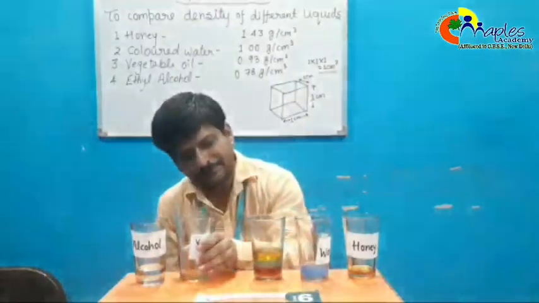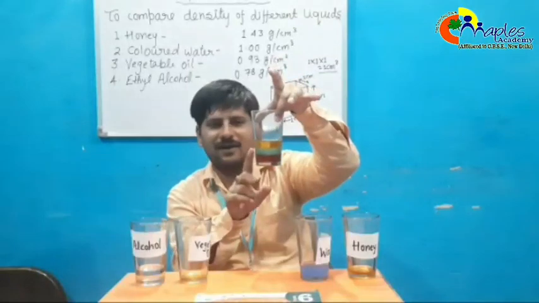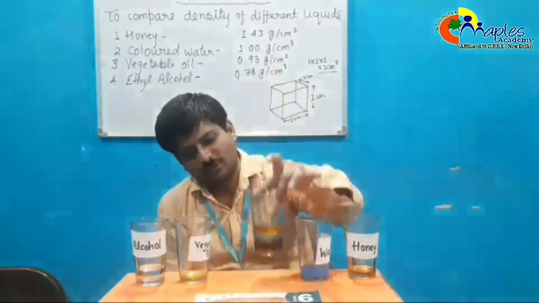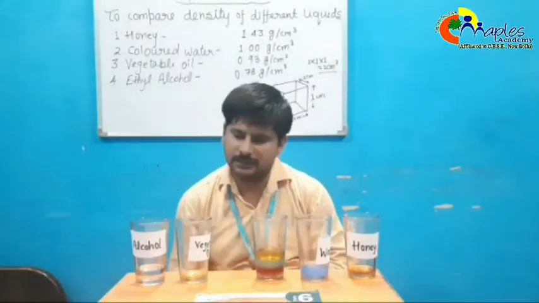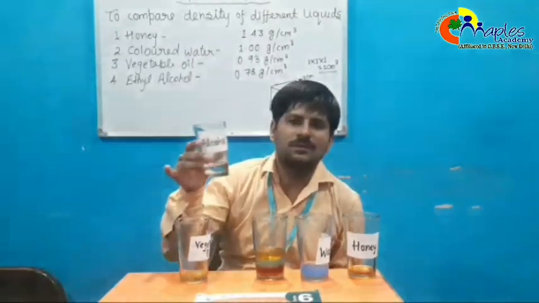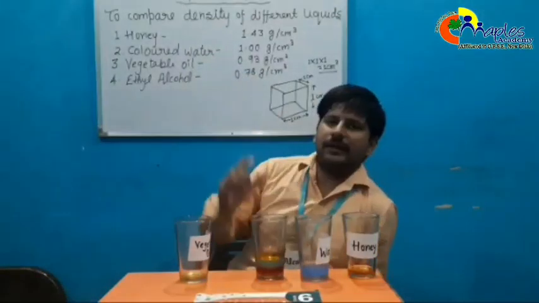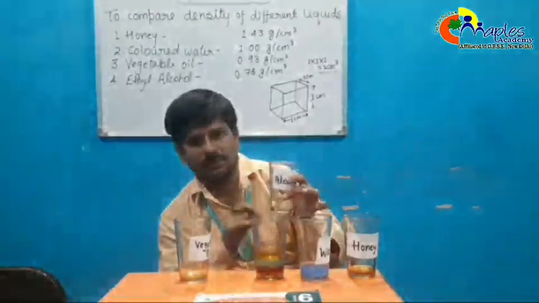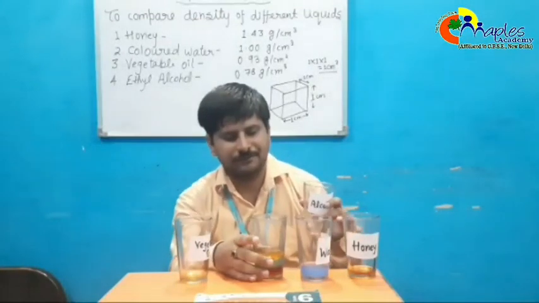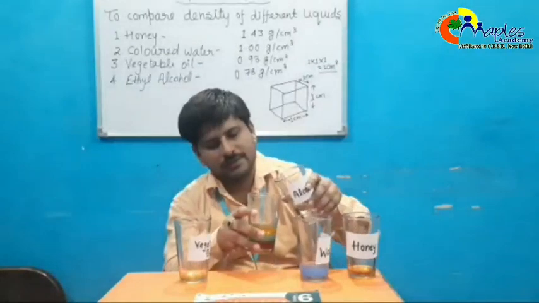Here you can see, now we have made 3 layers: honey, colored water and vegetable oil. So now you can see they have made separate layers according to their densities. Now we have the fourth liquid, that is ethyl alcohol, which has a density of 0.78 gram per centimeter cube. That is lower than this vegetable oil. So now we will put this ethyl alcohol in the solution. We will try not to disturb this solution.